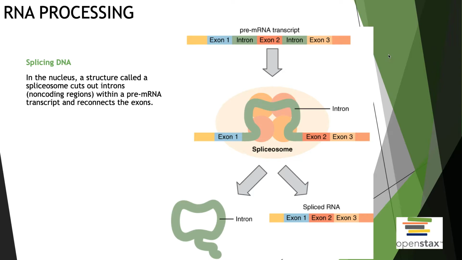There's a few different ways that RNA is processed. One is splicing. So in the nucleus, a structure called a spliceosome cuts the introns out. We're not going to focus too much on this. Just know that this is how some of the information is removed and processed out of RNA.